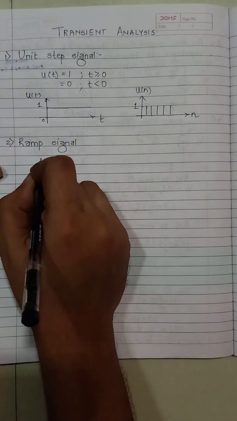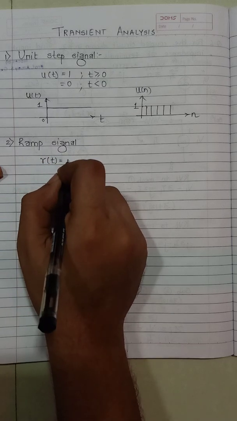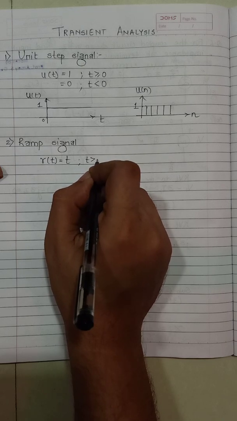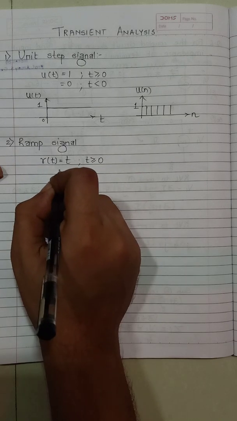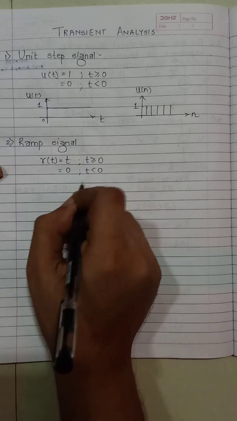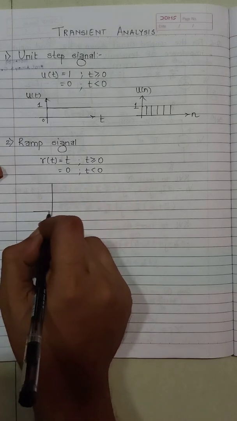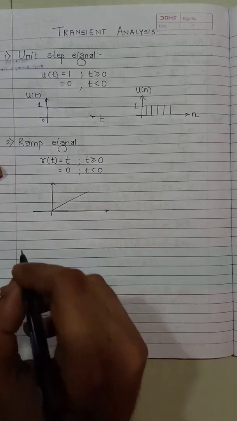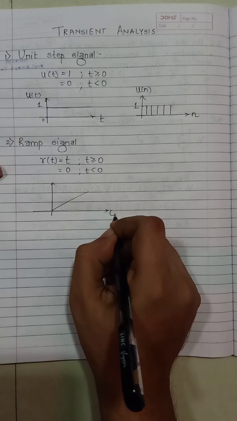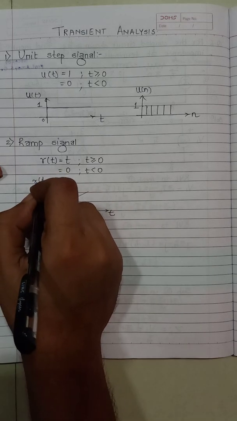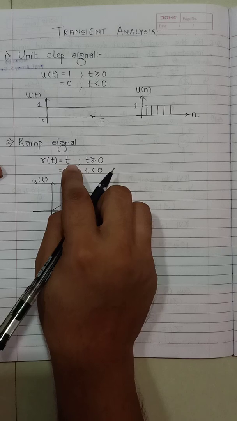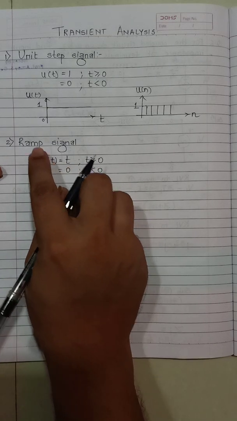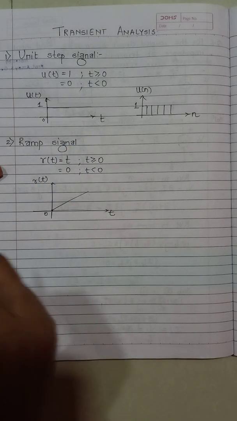Now how to show the ramp signal, which is r of t equal to t for t greater than or equal to 0, and equal to 0 for t less than 0. So how do we show this? It has a slope of t. So this is a ramp signal r of t, and this is the line which has the slope t. For all values greater than 0, starting from 0, this is the ramp signal.